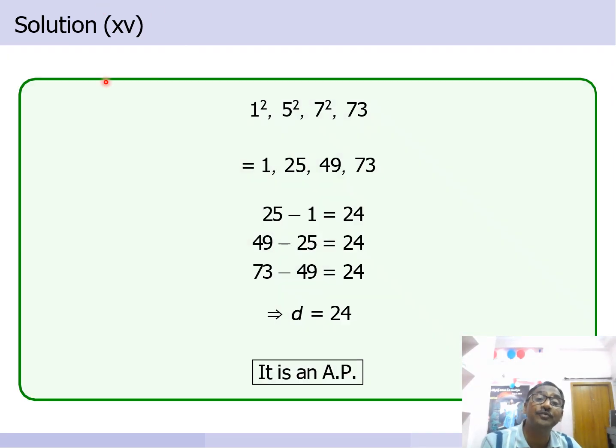Next, coming to 15th question: 1 square, 5 square, 7 square, comma 73 you are having. So 1 square means 1, 5 square means 25, 7 square means 49, comma 73. 25 minus 1, 24. 49 minus 25, 24. 73 minus 49, 24. Therefore, common difference D is 24. Therefore, it is an arithmetic progression.